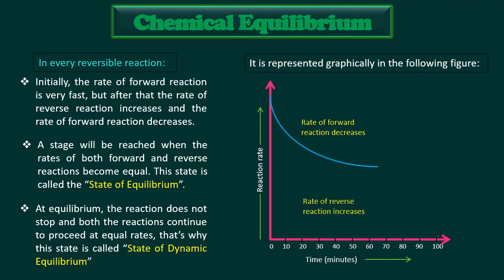On the other hand, rate of reverse reaction increases with time, which is shown by this curve. Again, note that this curve rises up, showing increase in the reaction rate with time. The point where the two curves meet each other represents state of equilibrium. At equilibrium, rates of forward and reverse reaction become equal. Look at the curves again. I hope you understand.